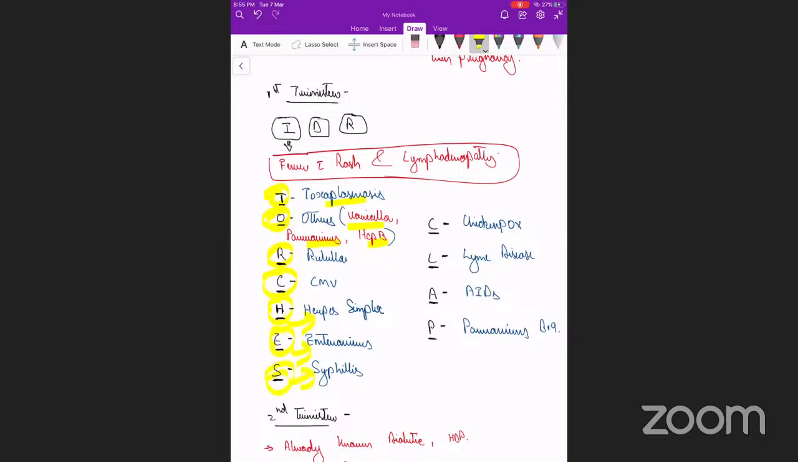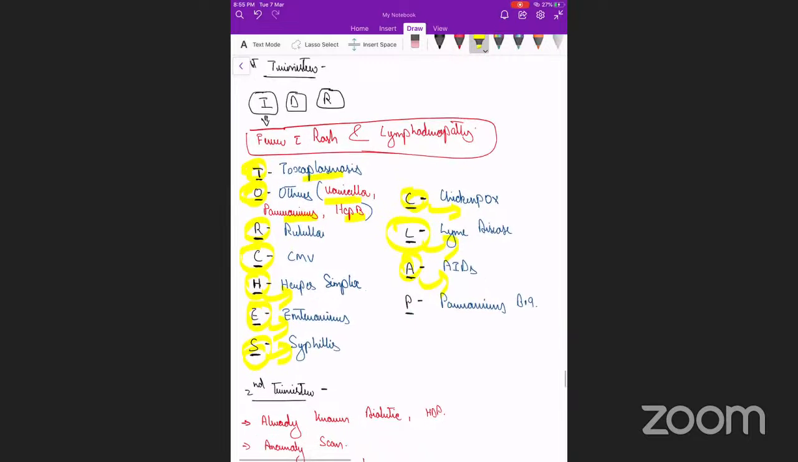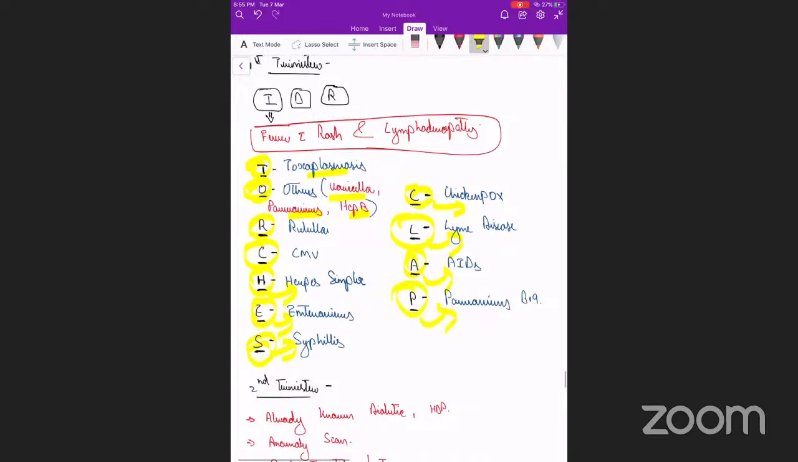Okay, so this was to do with TORCHES. Next is CLAP. C for chickenpox, L for Lyme disease, A for HIV in the baby that has been transmitted from the mother, and P for parvovirus B19 infection. So TORCHES CLAP infection, drugs and radiation, all three are important, more so infection. Okay, so the baby born might be a symmetric IUGR baby with low birth weight.